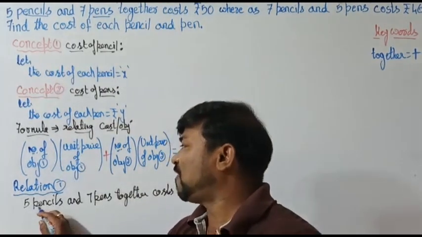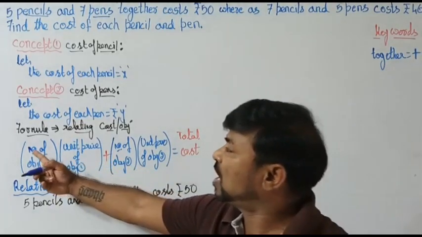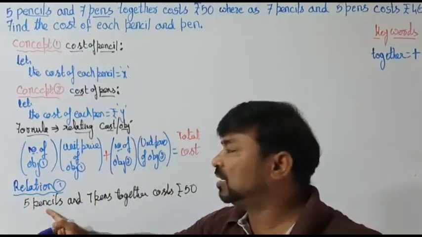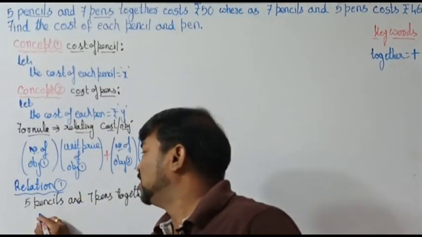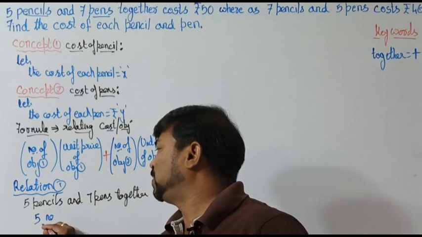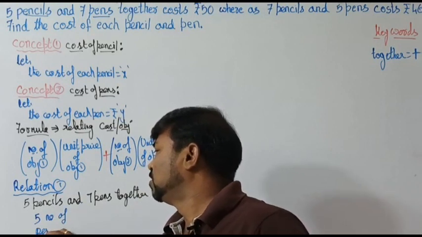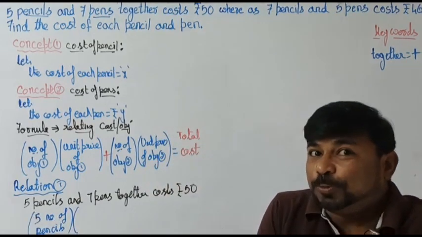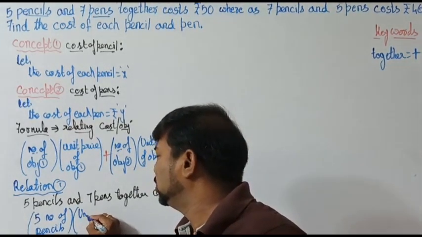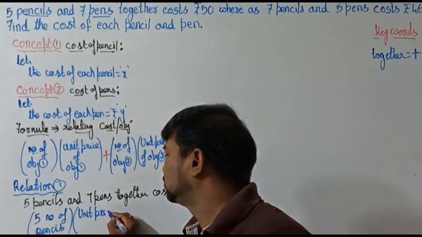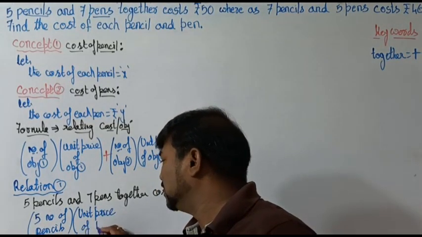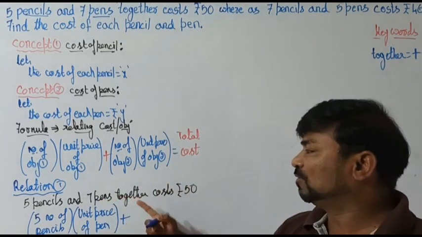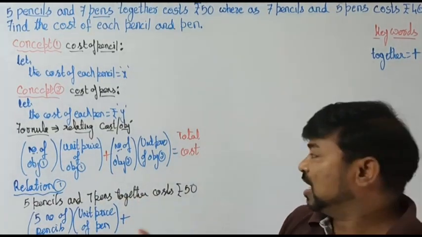So what he says, 5 pencils: the number of pencils, how many we have? Number of object 1. What is the object 1 or the concept 1? It's nothing but a pencil. So that is 5 number of pencils into the unit price of 1 pencil, together. What is the meaning of together here? It's nothing but plus.